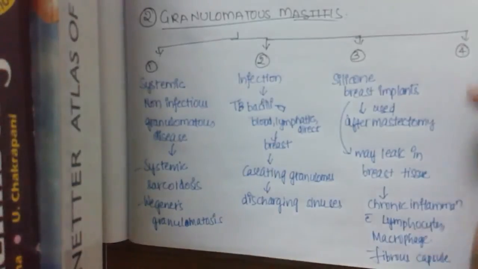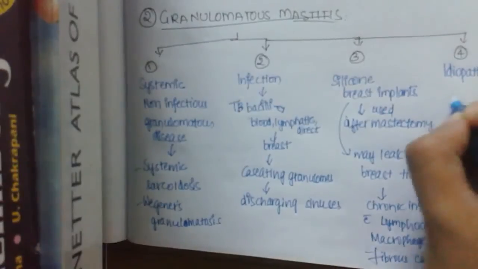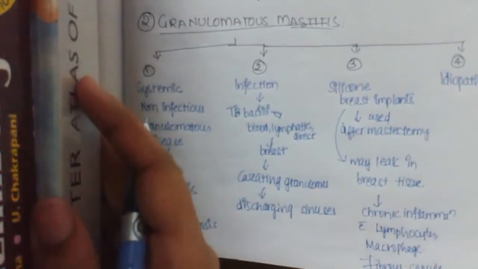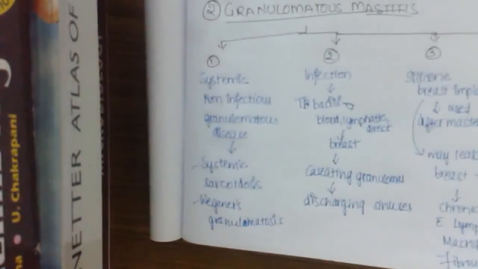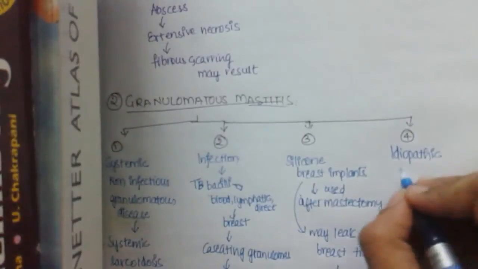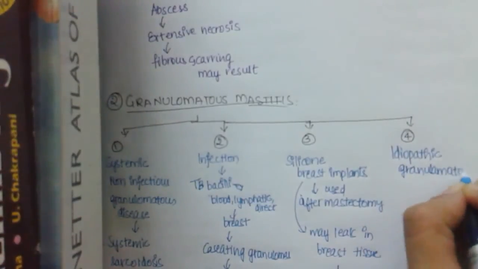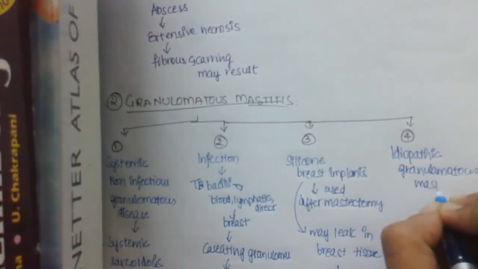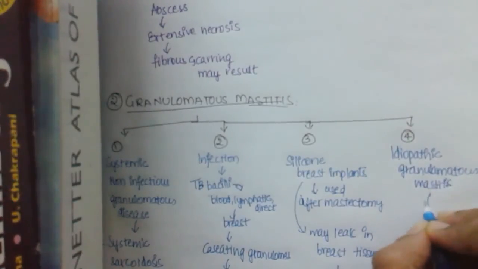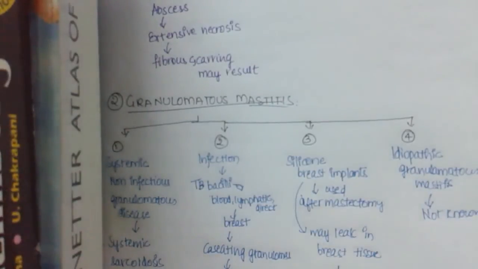The fourth one is idiopathic granulomatous mastitis. As the name says, the cause is not known. The pathogenesis is not known. So this is granulomatous mastitis.